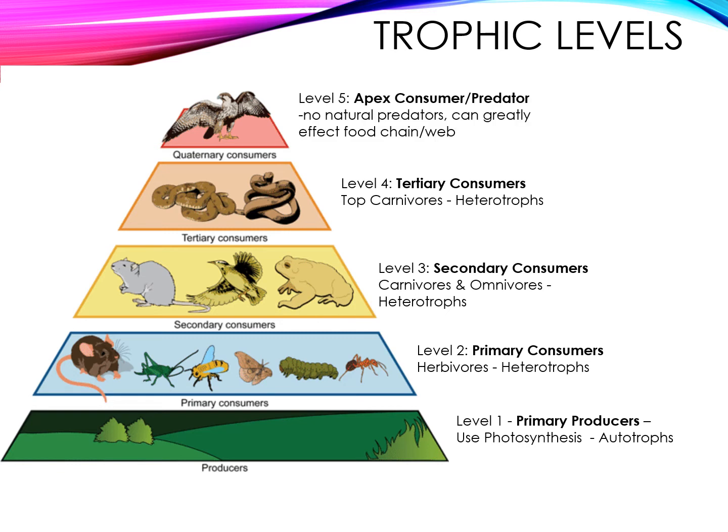And then we have level 5, apex consumer or the apex predator. So these guys have no natural predators, especially if you take out humans from the equation because we cheat with weapons and stuff. They can greatly affect the food chain or food web. So in this system, the peregrine falcon is the apex predator. It can eat all of the animals below it, and it can greatly affect how this ecosystem works.